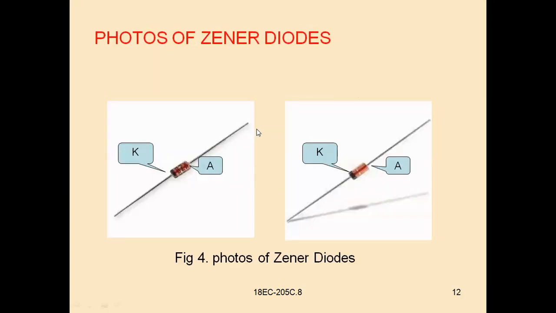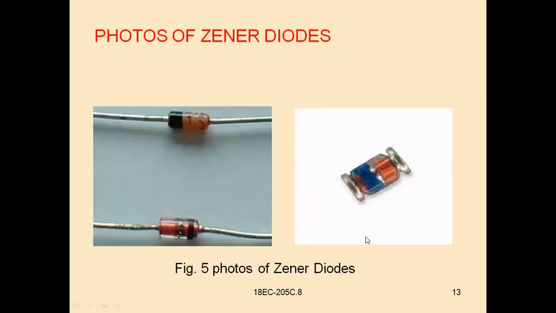Practically, you are going to have it like this. These are the Zener diodes which you are going to use in practical applications. The orange color indicates the anode and the black color of this diode indicates the cathode. These are also treated as Zener diodes.